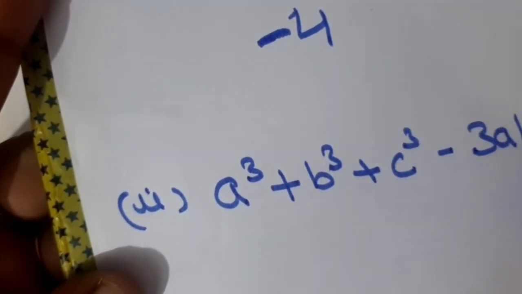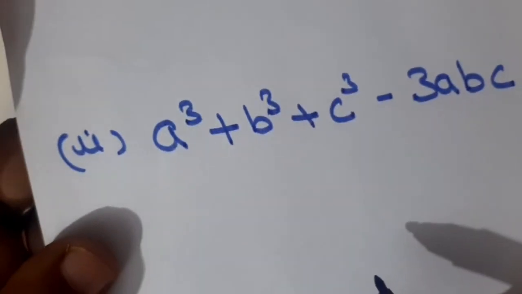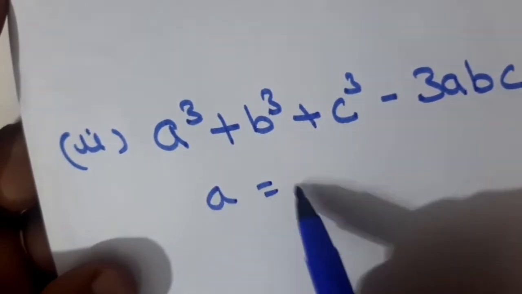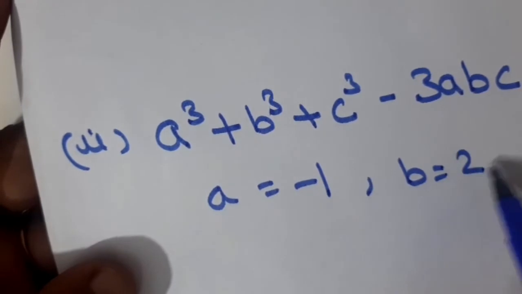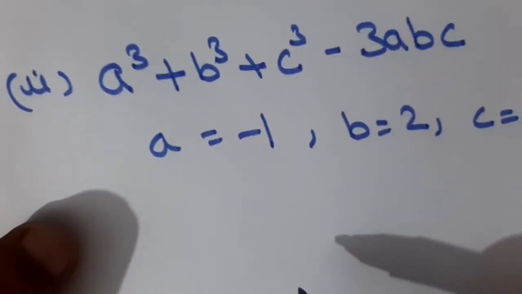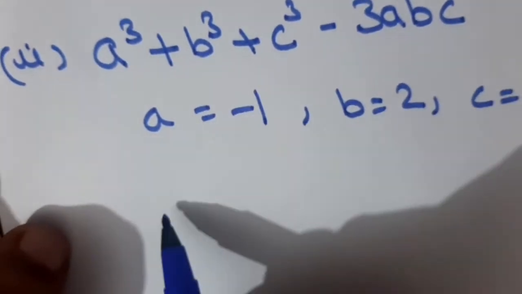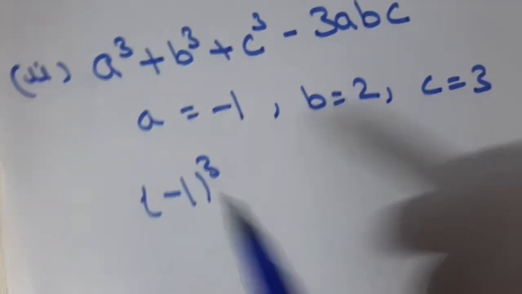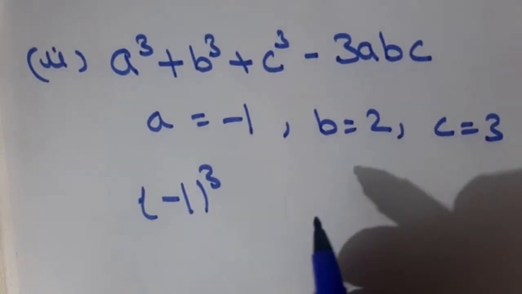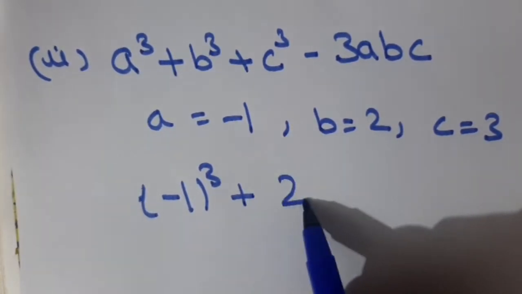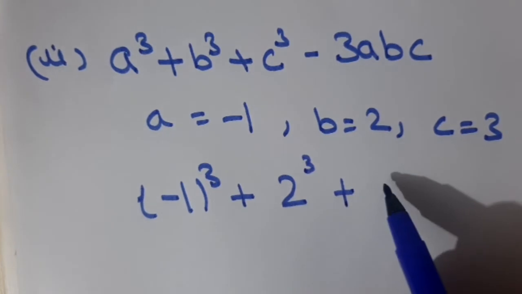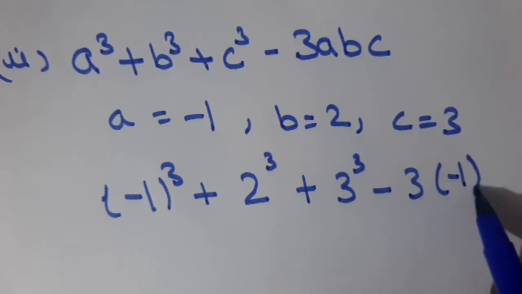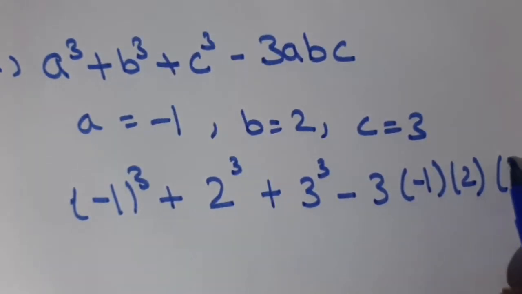Second part is a cube plus b cube plus c cube minus 3abc. Here the value of a is minus 1, value of b is 2 and value of c is 3. Now let us solve this. See, a cube, value of a is minus 1. So you will write it here minus 1 cube. Now b cube. So value of b is 2. You will write 2 cube plus c cube. Now minus 3, a is minus 1, b is 2 and c is 3.